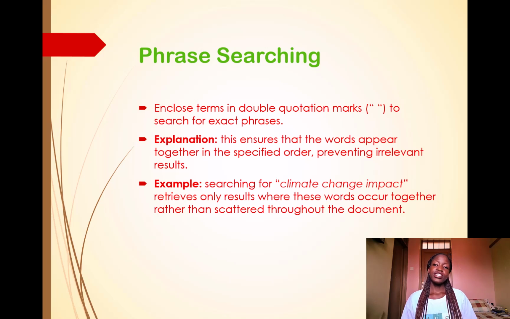For example, searching for "climate change impact", it's going to find only results where these words occur together rather than scattered throughout the document. So if you put them in quotation marks, obviously your search is going to produce results where these words are revolving around.